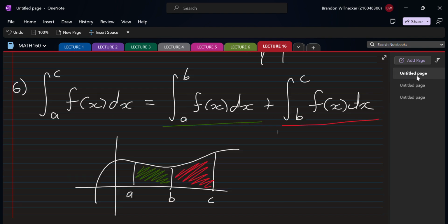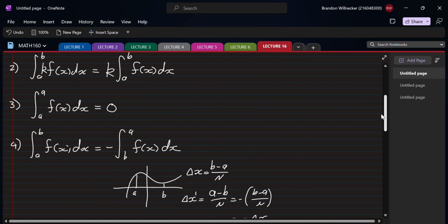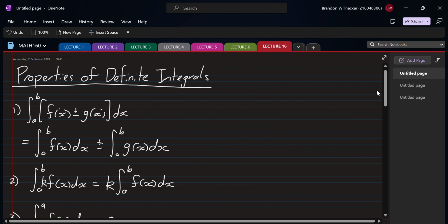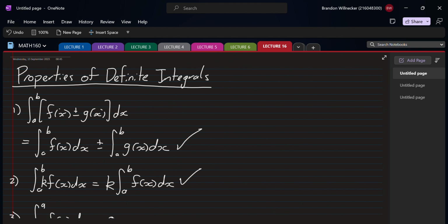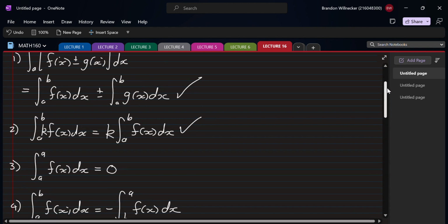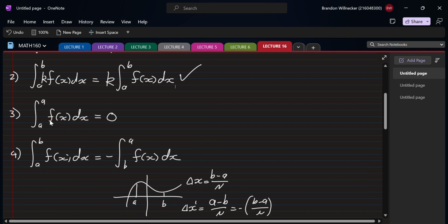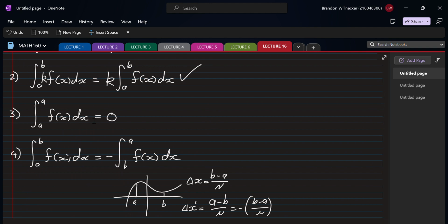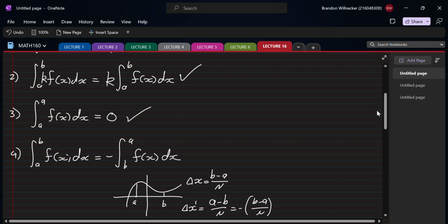So here, if we go back here, okay, so we've done this one, and we've done this one. Okay, so this one over here from a to a, I discussed that already. If you have delta x with the same upper bound and lower bound, it's going to be a minus a over n, so we get 0. So you can write that out properly. So that one's done.